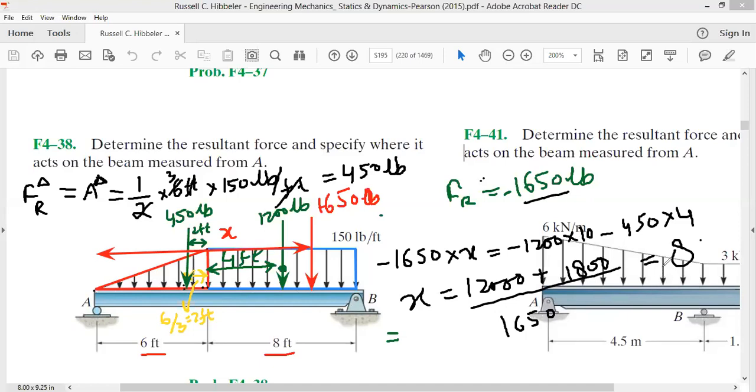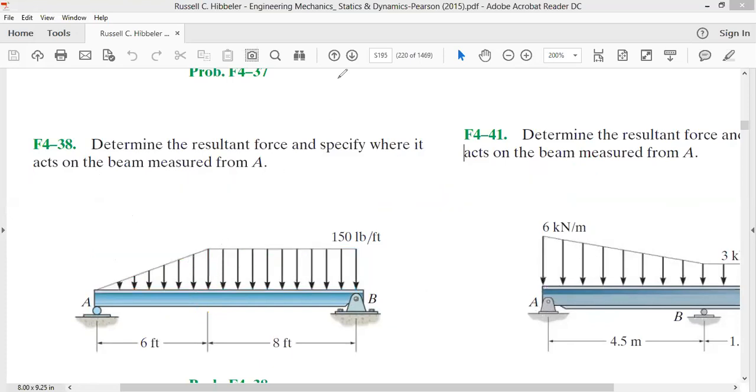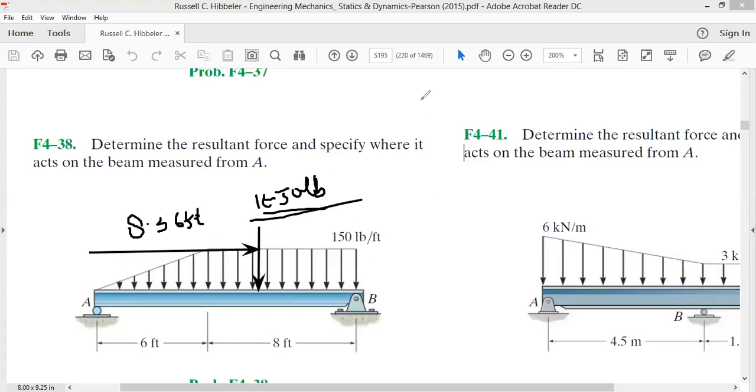It is 8.36 feet. It means all these forces can be replaced by a single force acting at a distance of 8.36 feet from point A, such that the magnitude of this force has to be 1650 pounds. This is how you can replace these loads in terms of a single load.